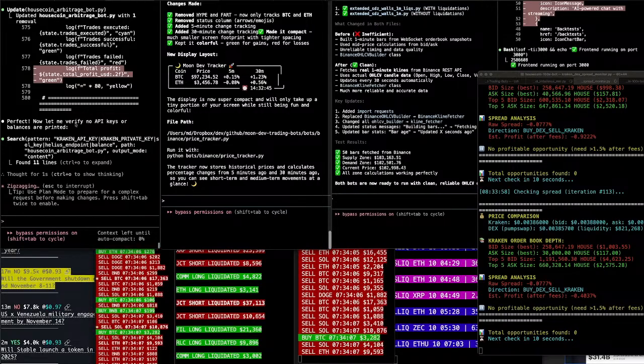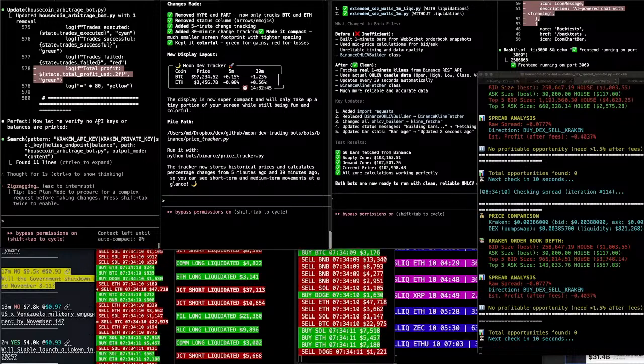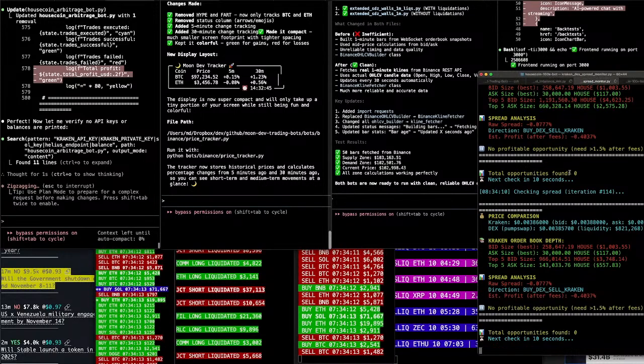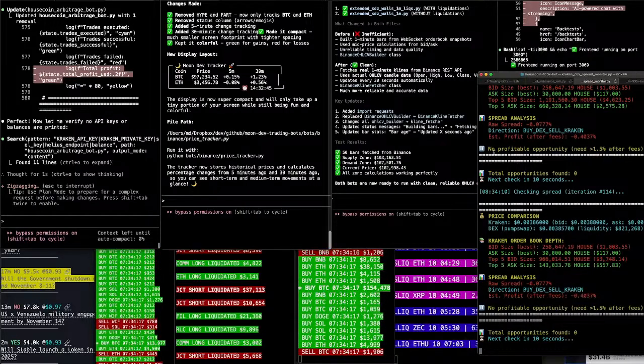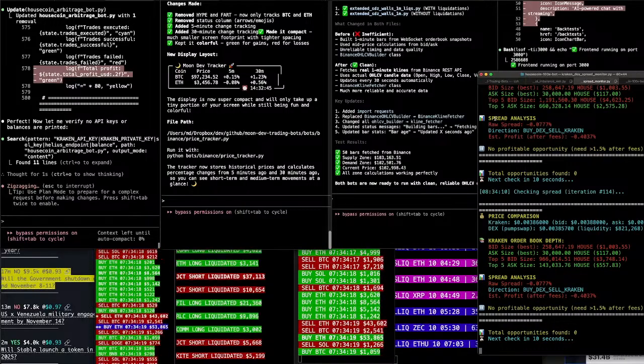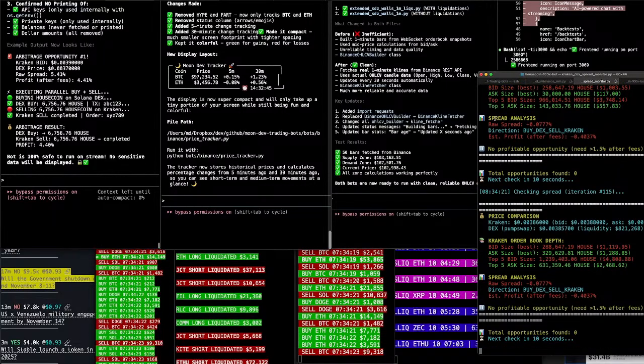Kraken API. Now let's verify no API keys are printed. Beautiful. Don't want to print any API keys here. And we're still watching this. You can see no opportunities found yet. But when I came back to this a few hours later, there was a bunch of opportunities. So that's slick.